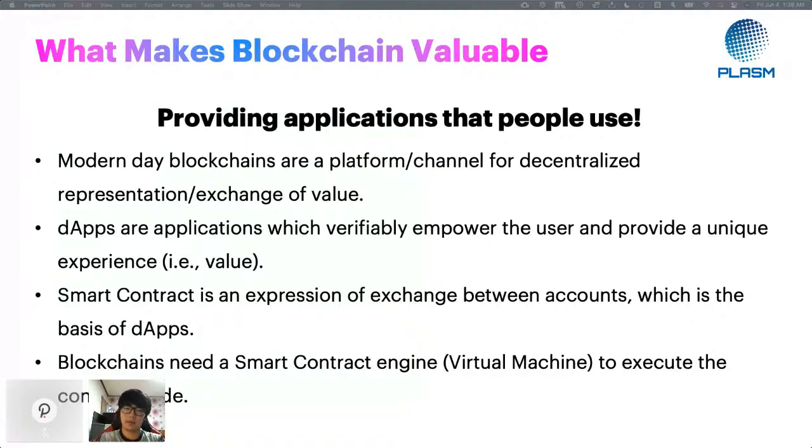A dApp is created through a smart contract, which is a way to express an exchange of value or sending a message between multiple accounts within a blockchain. For smart contracts to work, a blockchain must have a contract engine, which is also referred to as a virtual machine. Think of it as the EVM, or Ethereum Virtual Machine, for running Solidity bytecode.